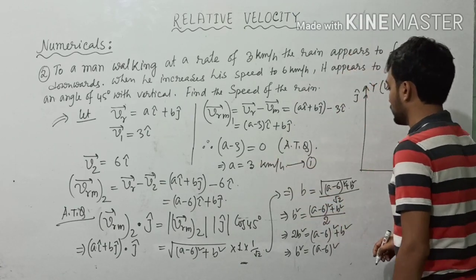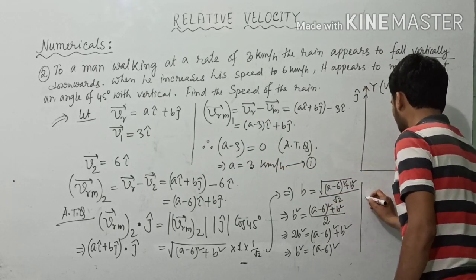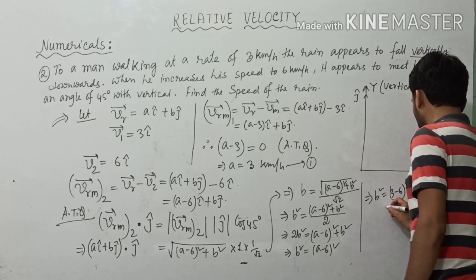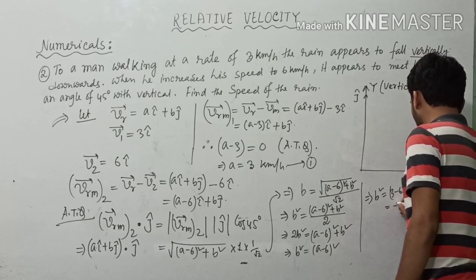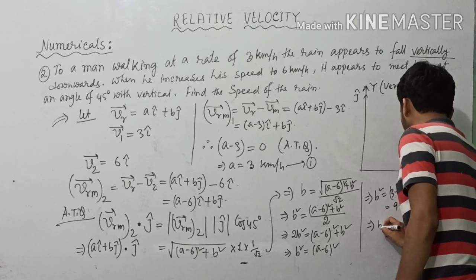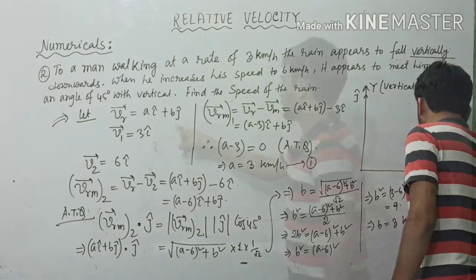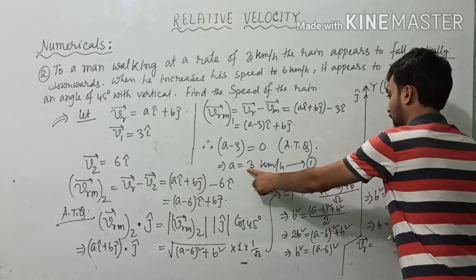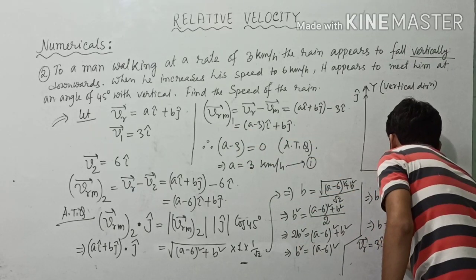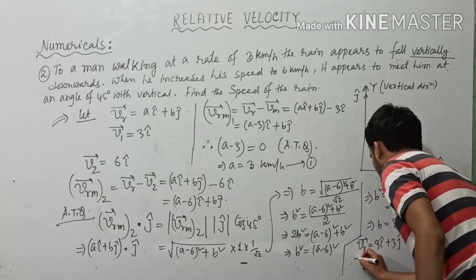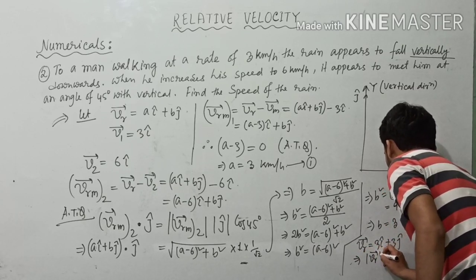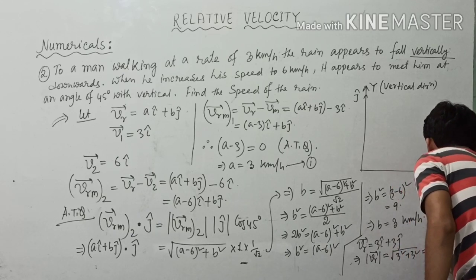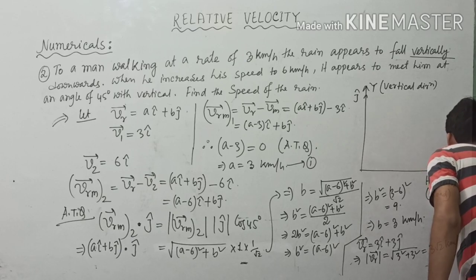Give it equation number 1. According to equation 1, a is 3. So we will get b square is equal to (3 minus 6) whole square, that is equal to 9, which implies b equals 3 kilometer per hour. So the velocity of rain will be what? Vr vector is equal to a i cap, means 3 i cap plus 3 j cap, which implies speed of the rain, that is magnitude of velocity of the rain, will be root over of 3 square plus 3 square, which is equal to 3 root 2 kilometer per hour.